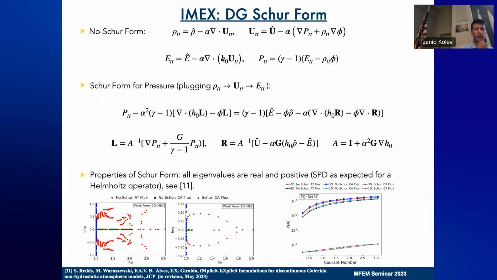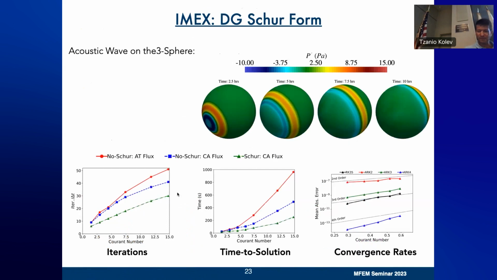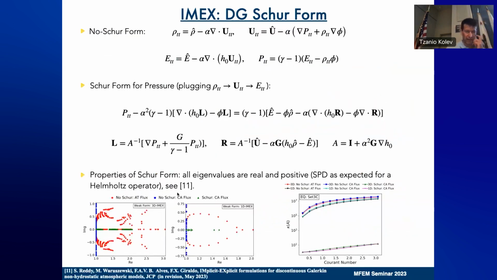So here's what the Schur form looks like for the compressible Euler equations using total energy as the thermodynamic variable. Here's the pressure here, very nice, easy looking pressure. And then by plugging in the rho, u, and e into the pressure term, we actually end up with this. You can see this ugly looking thing here that looks like it could be a Helmholtz operator. It's hard to know. So if you look at the eigenvalues, here are the eigenvalues.